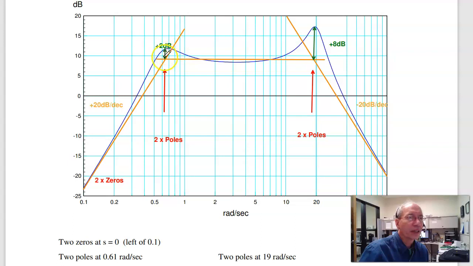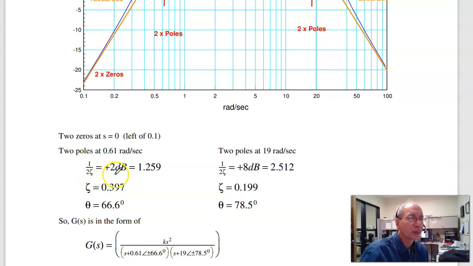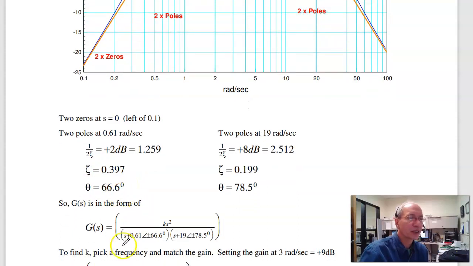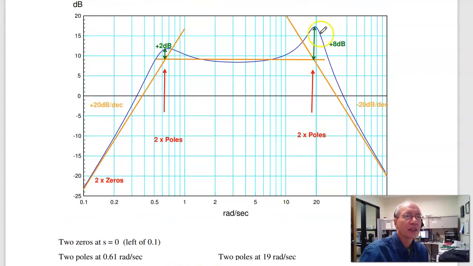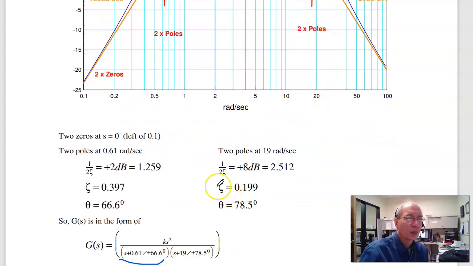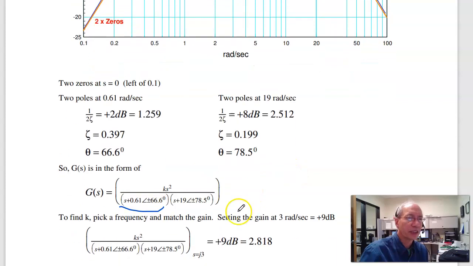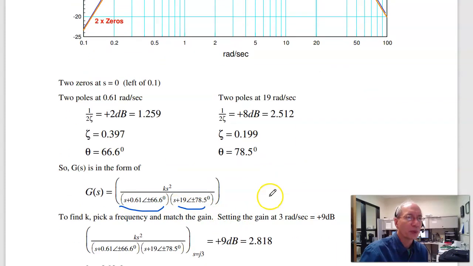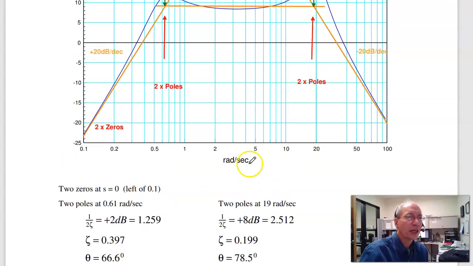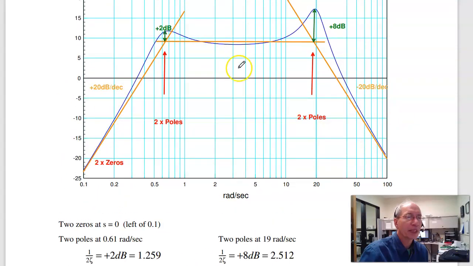To get the angle, I look at the gain at the corner. This is plus 2 dB. So 1 over 2 zeta is plus 2 dB, 1.259. Solve for zeta is 0.39. Take the arc cosine and get 66 degrees. So this pole's at 0.61 at 66 degrees. The second pole, gain of the corner is about 8 dB. 1 over 2 zeta is 8 dB, or 2.5. Solve for zeta, take the arc cosine, 78 degrees. There's the second pole.